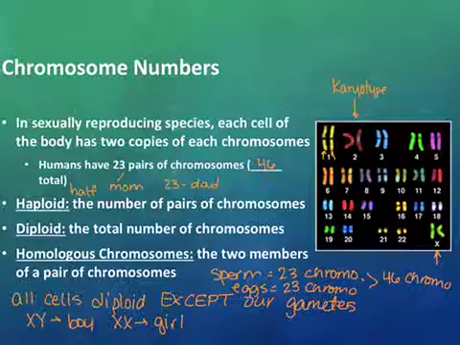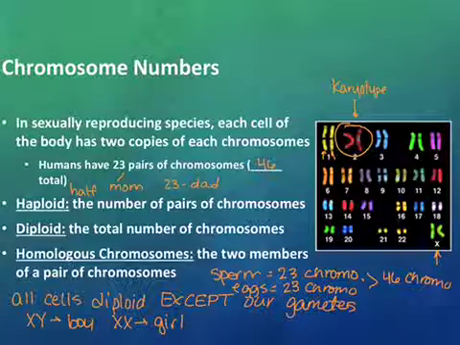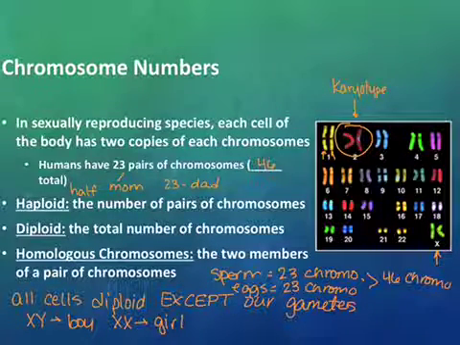Homologous chromosomes are the 2 members of a pair of chromosomes. So this right here is a homologous chromosome. And so tomorrow we'll take a look at how the chromosomes divide in order to produce our sex cells.